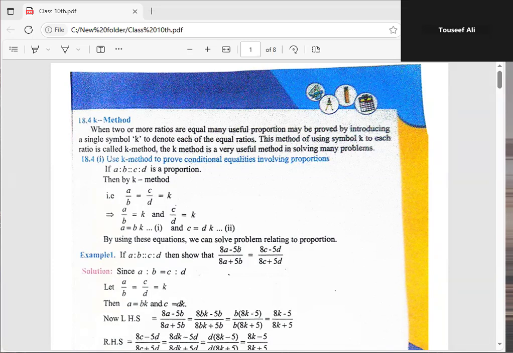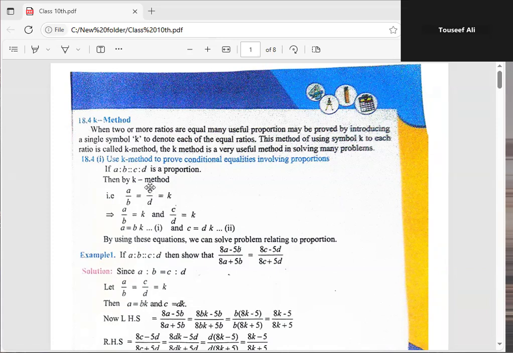Today I am going to record this lecture of exercise 18.4. First, before going to start the exercise, we will discuss the method which is used in exercise 18.6, which is the K method. The K method is a type of method which we use to prove or simplify ratios. What is the K method and how can we use it? I will explain it step by step.